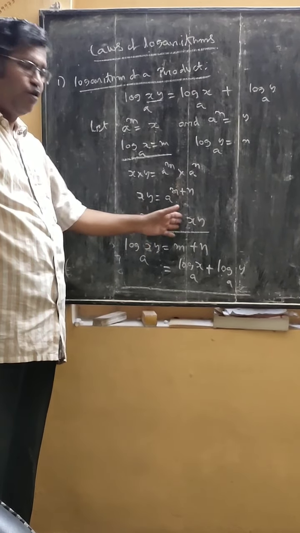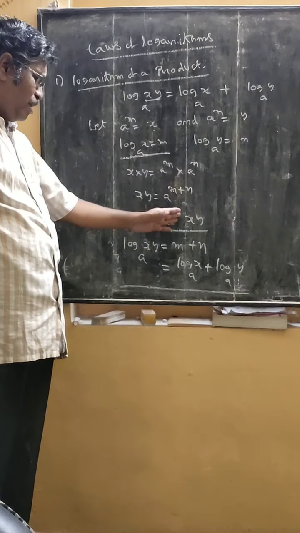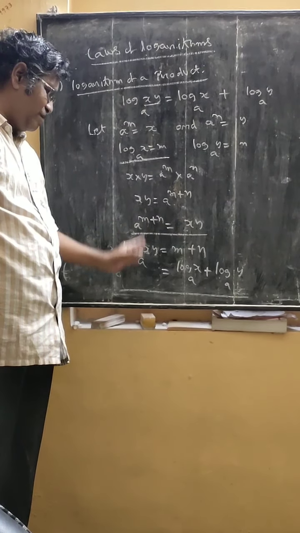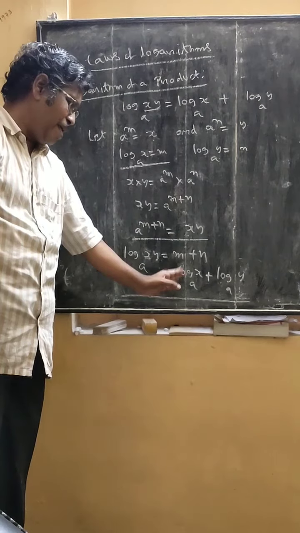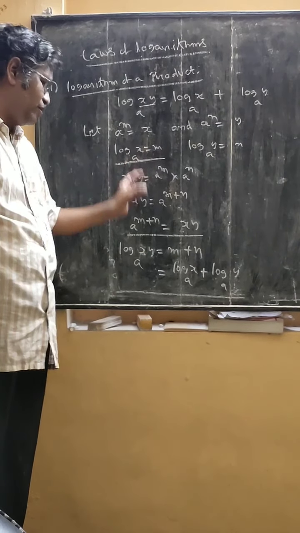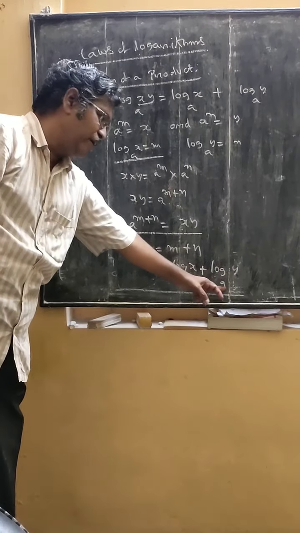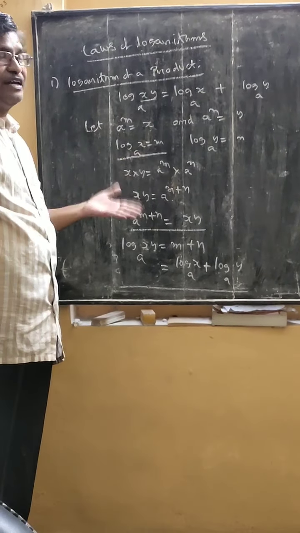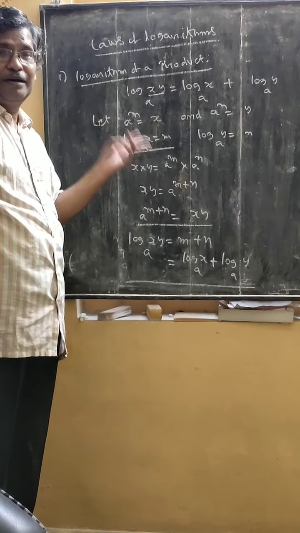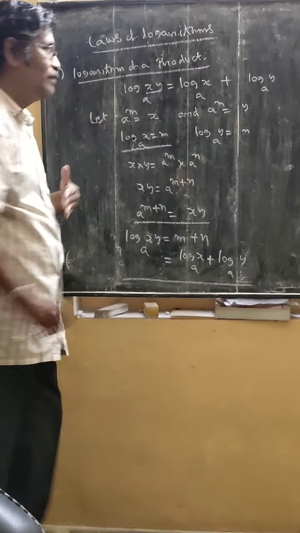For your convenience, I wrote it like this. Take them into logarithmic form. Log xy to the base a is equal to m plus n. The value of m is log x to the base a, and the value of n is log y to the base a. You may extend this not only to two numbers, but to more than two also.